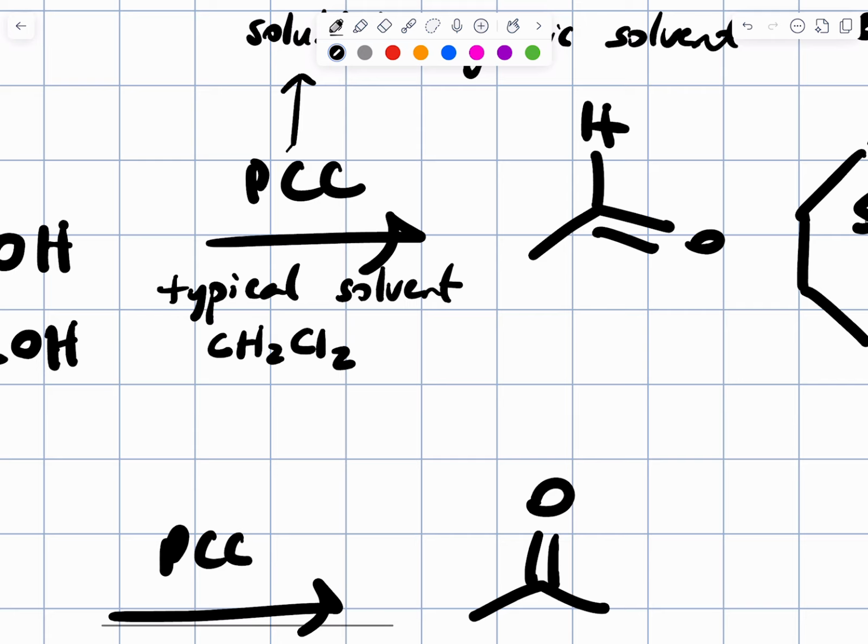Anyway, a typical solvent for this reaction is dichloromethane, or CH2Cl2. And importantly, you'll see an important detail here. There's no water present. And you'll see that that's the reason why the aldehyde doesn't go on to become the carboxylic acid. All right, before we get into that in any detail, are there any questions about that mechanism or how PCC works?